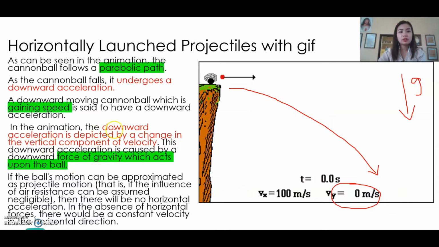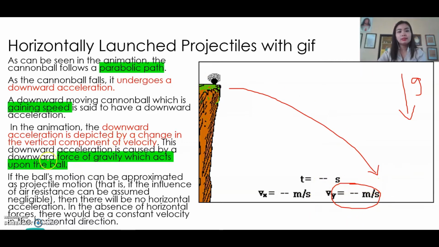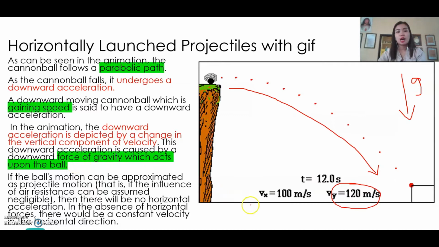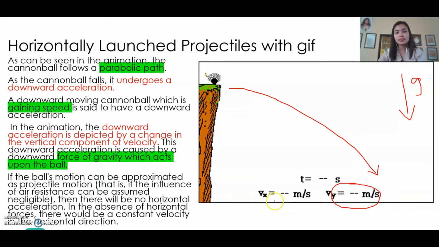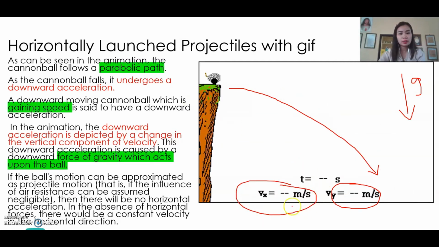In the animation, the downward acceleration is depicted by a change. So, merong changes sa ating vertical. Then, it is caused by the force of gravity. Now, if you can observe, yung Vx natin, it's constant. Okay? Wala siyang nag-change. Only the vertical component.